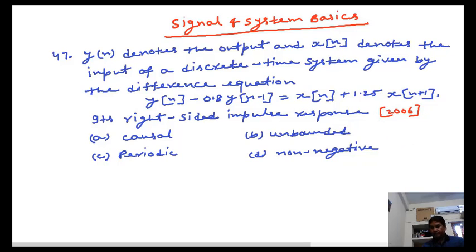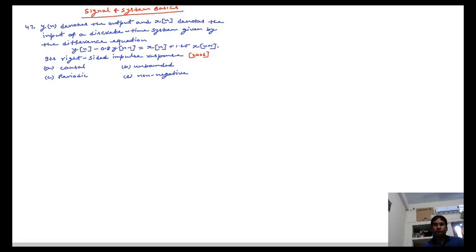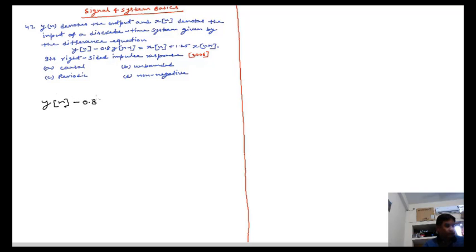So let us see. Now the given difference equation is y[n] minus 0.8 y[n minus 1]. Sorry, this is y[n minus 1]. y[n] minus 0.8 y[n minus 1] equal to x[n] plus 1.25 x[n plus 1].